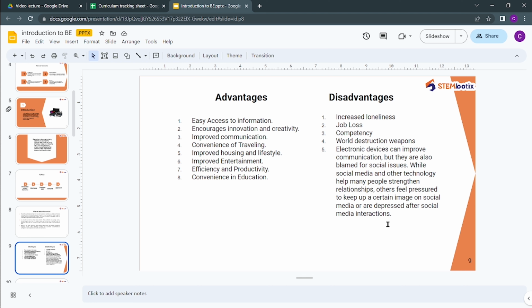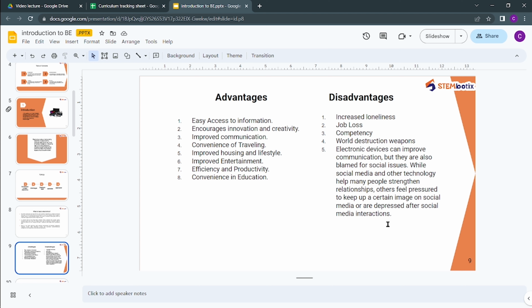Then, job loss. The particular work men were doing is now being taken over by computers, laptops, and these smart devices. So there is a little bit of risk of job loss. Then, competency, then world destruction weapons.